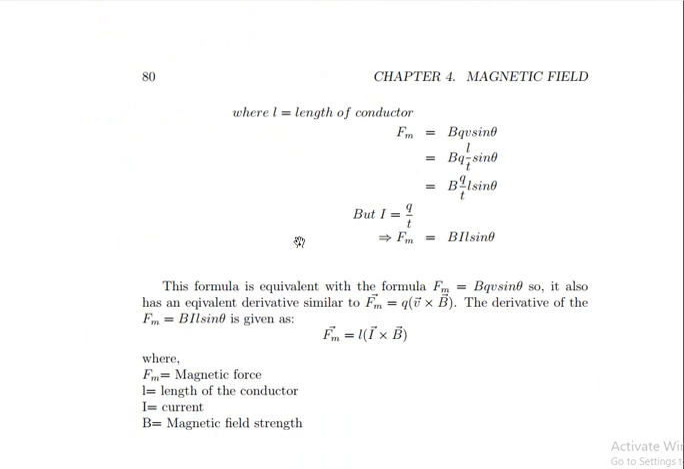So let's now prove the formula for the magnetic force acting on a current carrying conductor. We first know that the formula for the magnetic force acting on an electric charge is given as Fm equals BqV sine theta.